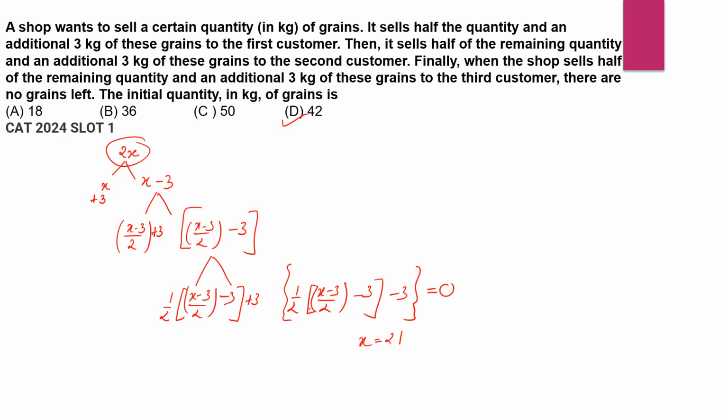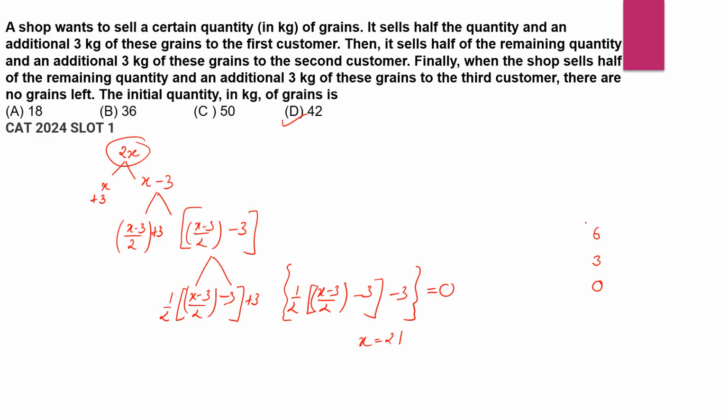This was the traditional method. Now let's look at this. Finally, when the shop sells half of the remaining quantity and an additional 3 kg of these grains to the third customer, there are no grains left. So he's not left with any quantity, 0. Before that, he was left with 3 kg. And I know that before this 3, I've already given half of the quantity to the third customer. That means I should be left with 6 kg of grains before I give anything to the third customer.